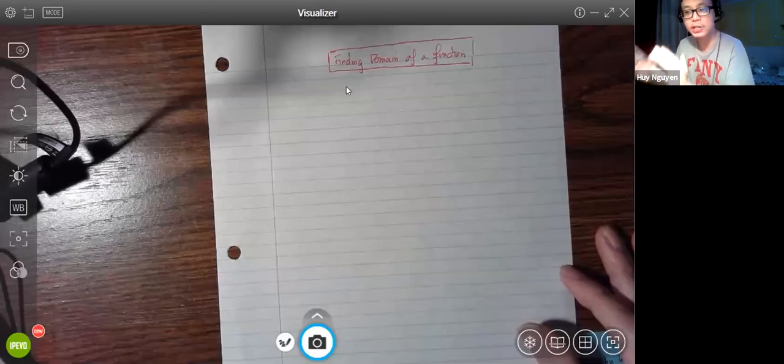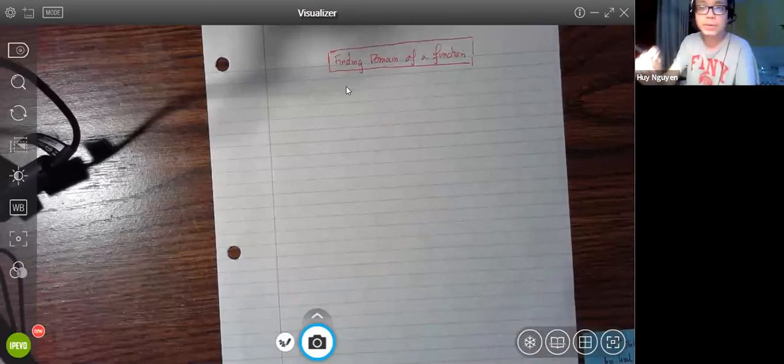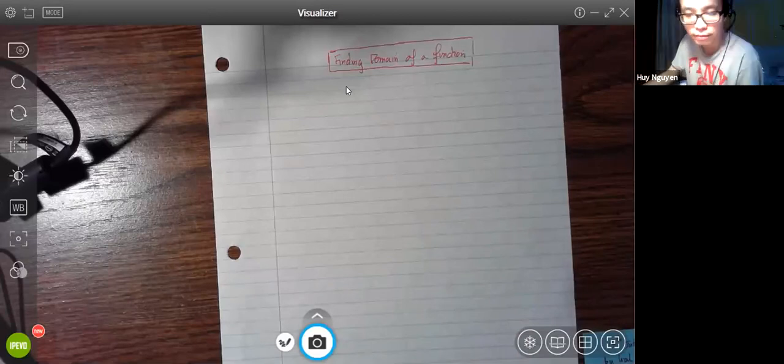So function is the relation, okay, following a very special pattern. Okay, and the relation between input and output. But for each input, it gives you a unique output. That's the definition of function.